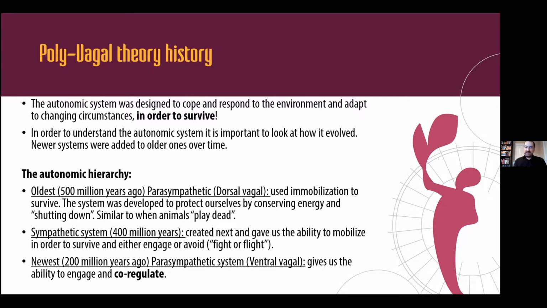And after that, we have a newer system, which was developed around 200 million years ago. That's, again, the parasympathetic system, but it is the ventral vagal, not the dorsal vagal, which is the oldest system. The newest system, the ventral vagal, gives us the ability to engage and co-regulate with other human beings or with other animals. For example, we know that animals that live in groups, if one of the animals in the group is detecting danger, because of co-regulation, other members of the group are also going to be detecting danger.